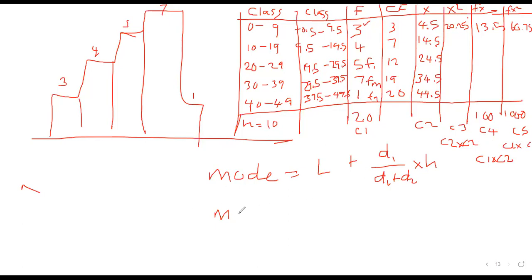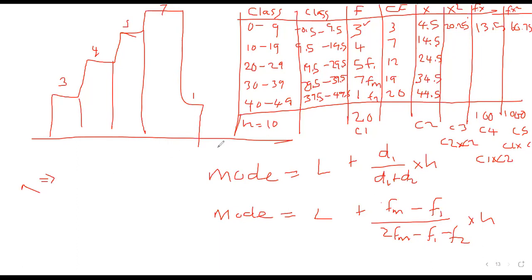Okay, so the mode is L plus (Fm minus F1) over (2Fm minus F1 minus F2) times height. This is a formula you are given. But the simplest is you find the distance on top. D1 is the distance from 7 to 5. What is our D1? 2.